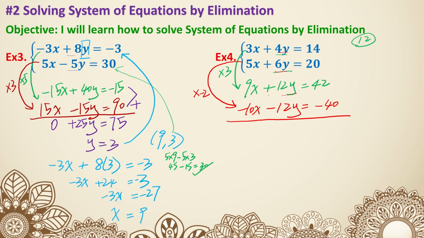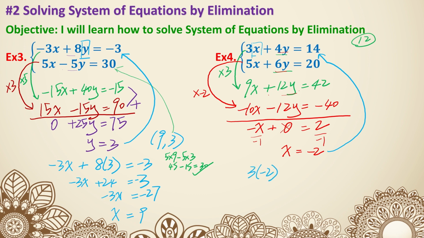There you go. These two, 12y and negative 12y, that's a 0. 9x and a negative 10x, that's a negative x. On the right side, 42 minus 40 is a 2. Divide both sides by a negative 1. Because the 0, we can ignore it. Divide both sides by a negative 1, so x equals negative 2. Now I can just plug back into any equation to solve. So there you go. 3 times negative 2.